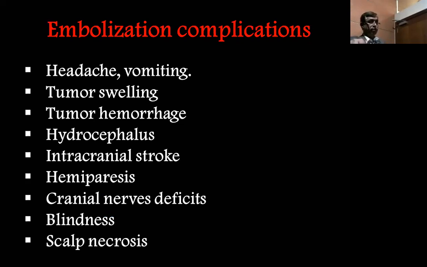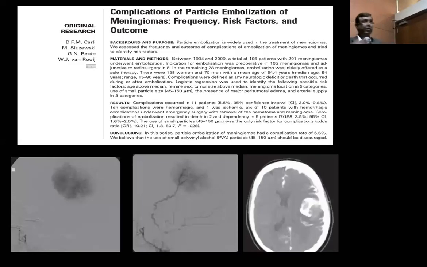You may get this material going into a normal artery and closing it, causing a stroke or paresis. Your material will go through these small arteries into the vasa vasorum of the nerves and cause nerve deficits. Like the posterior meningeal branch, it gives a supply to the facial nerve. So if you close it, the patient will come out with facial nerve paralysis. It can cause blindness and scalp necrosis. So it is not a simple thing. It is invasive. Let's see some of these complications in the literature.